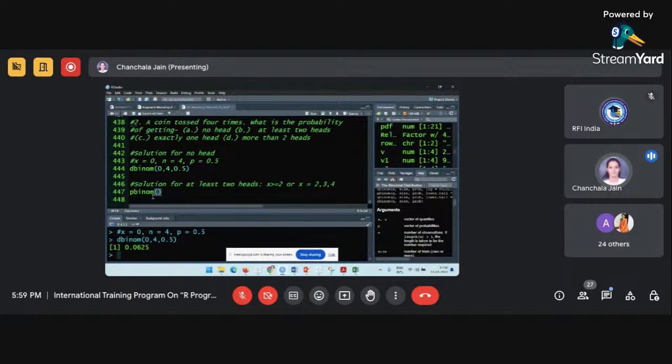No, P stands for only the probability, the PDF function. Okay, and Q? Q is quantile. R is random. All right.